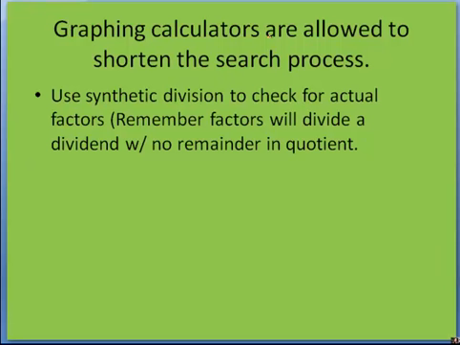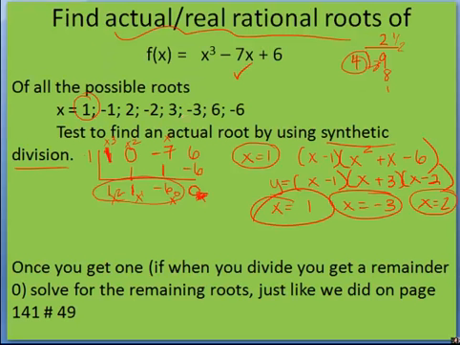Graphing calculators are allowed to shorten this search process, because when we use synthetic division like this one, you can see we had a lot of roots that didn't work. The only roots that worked were this one and this one, right? So had I tried negative 1 out here, we would have gotten a remainder. It wouldn't have worked, so I would have had to cross that out and try something else.